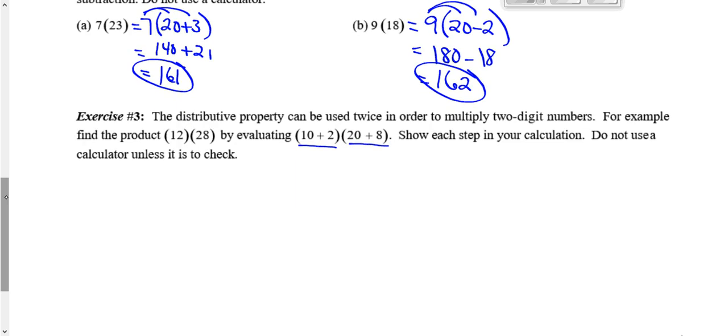So let's do this. My 12 times 28, they want us to do that. Here's my 12, 10 plus 2 times 20 plus 8. So this is the same as distributing a monomial through, but now we're going to distribute two binomials. You guys know what monomials and binomials are? And trinomials? A monomial is a single term expression, right? One. Binomial, 2 terms, trinomial, 3 terms, etc.